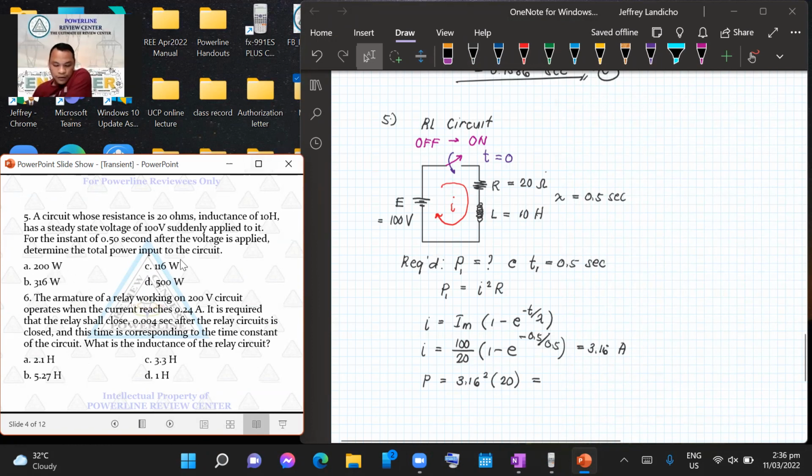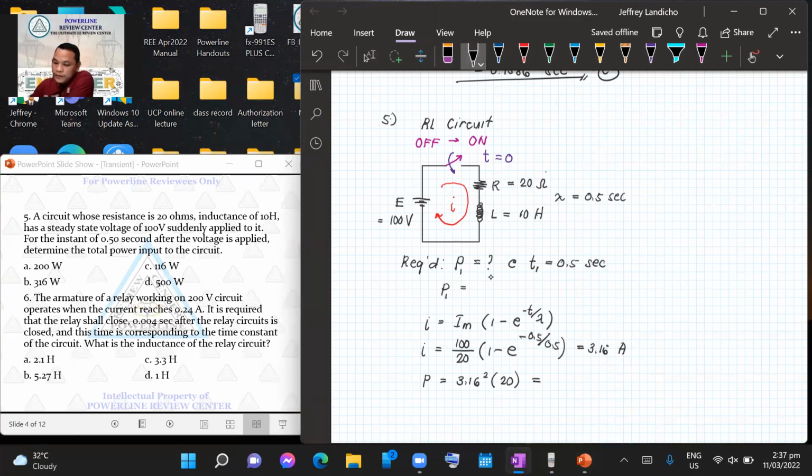So, we are looking for the total input power, not just the power. When we say input power, we know that power is the product of the total voltage and the corresponding current. This current represents the current after 0.5 seconds. So, that is I, and that is the equation we will use.